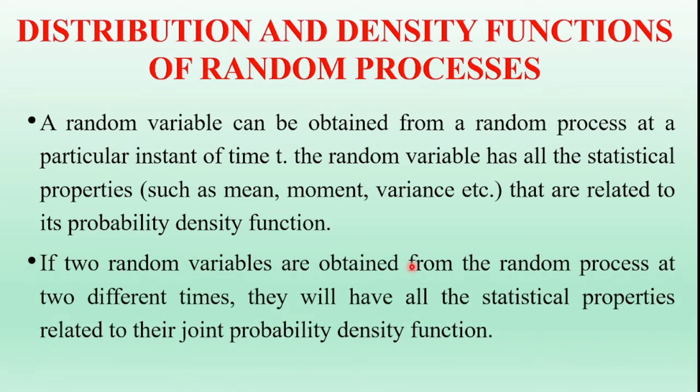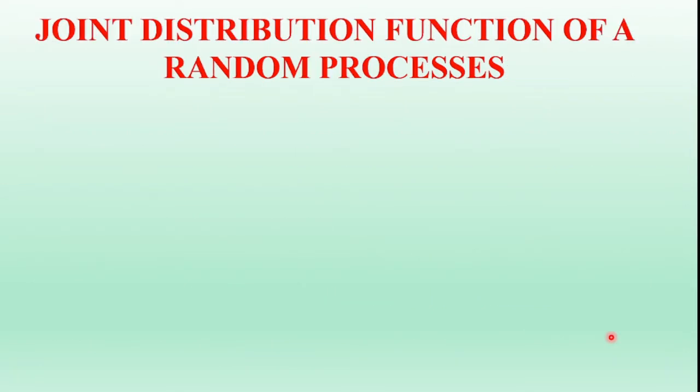If two random variables are determined from the random process at two different times t1 and t2, they will have all the statistical properties, such as the mean value, moment value, and variance of the random variables, related to their joint probability density functions. So first we are going to discuss the joint distribution function of a random process.